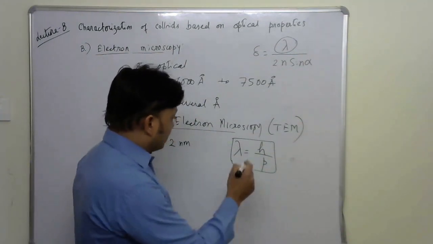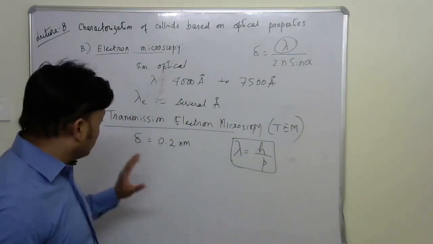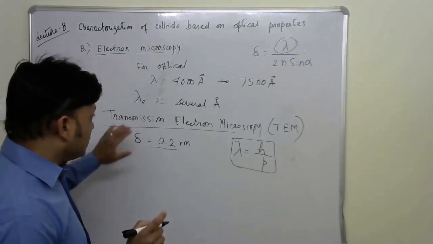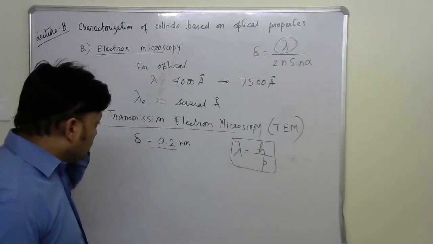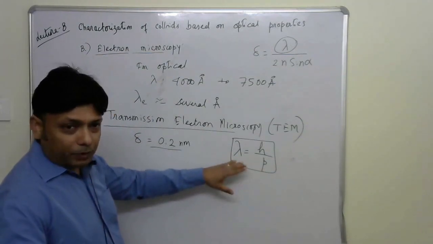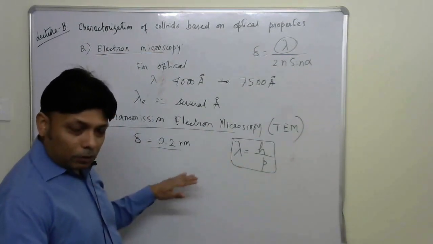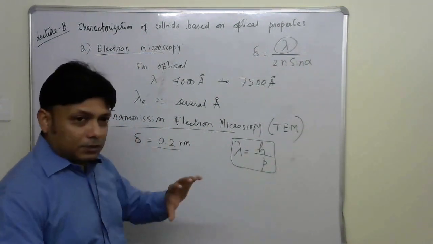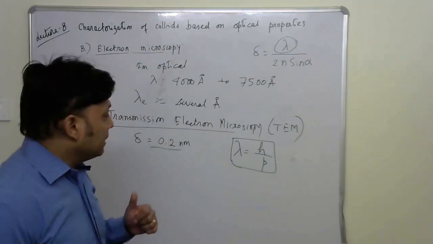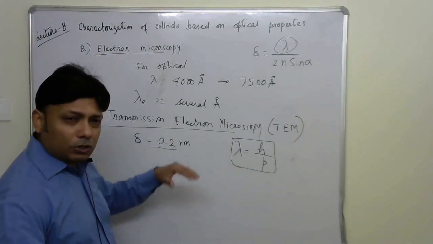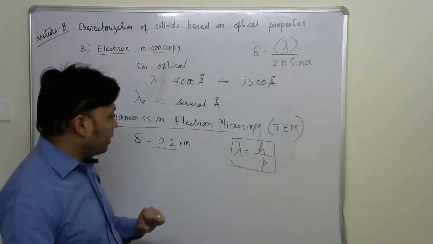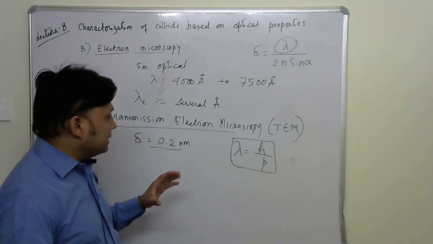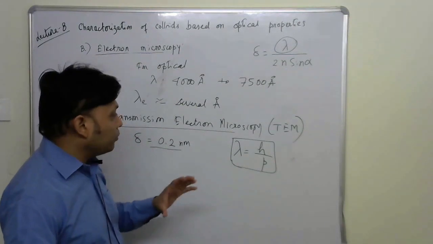So with that, the least resolution we can get is 0.2 nanometer. But remember, for TEM, this limit is not due to the limitation coming from the lambda. We could have gone further down, but this limit is bound by two factors. The first is the stabilization of the high tension electron beam. And the second factor is called the lens aberration. Okay, so you have to have proper lenses.